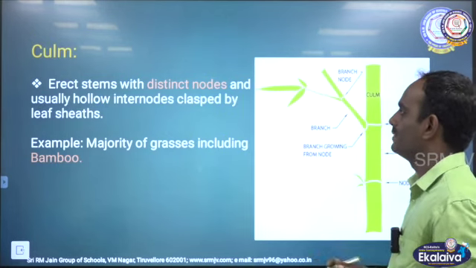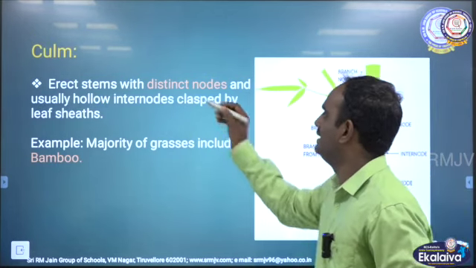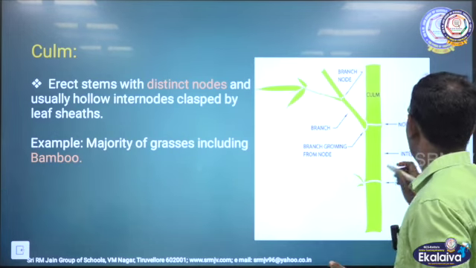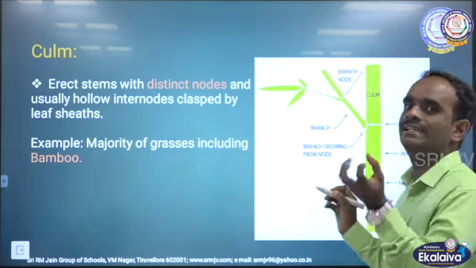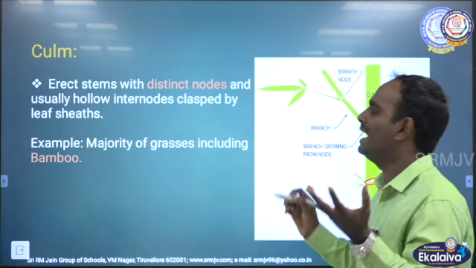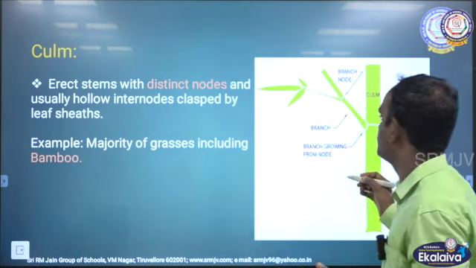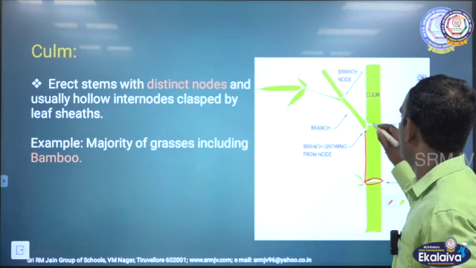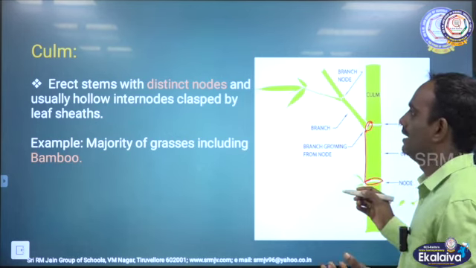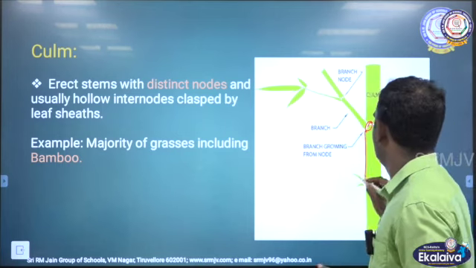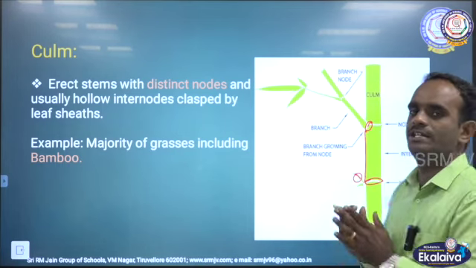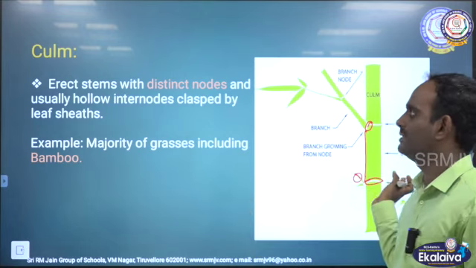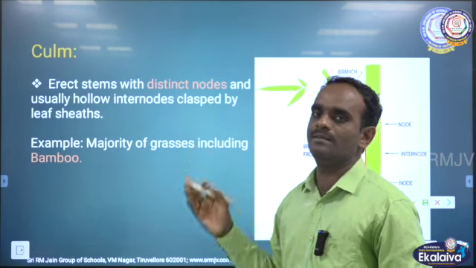Then culm. The erect stem with distinct nodes. The nodes are very distinct. It is very clearly seen. Distinct nodes, usually hollow, having internodes. This is the hollow internode, the gap between the two nodes. Clasped by a leaf sheath. This is a leaf sheath. Majority of grasses including bamboo. See the picture of bamboo. This type is said to be the culm. The stem is a culm.